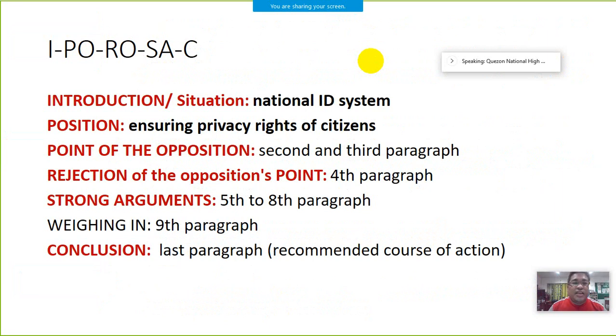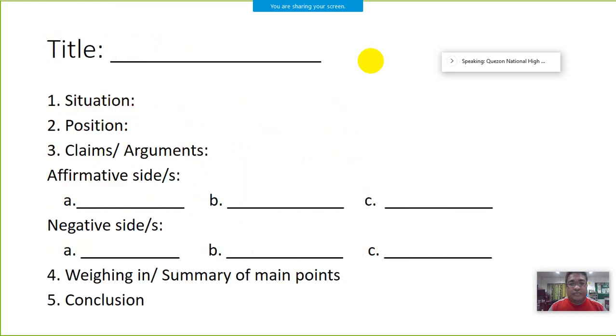Now, this editorial follows the IPOROSAC pattern. The situation or the introduction, national ID system, position, there must be an assurance of privacy rights among citizens. Point of the opposition is presented in the second and third paragraph. Then the point of the opposition is rejected in the fourth paragraph. Then strong arguments that support the rejection is in the fifth to eighth paragraph. Then the conclusion is in the last paragraph, wherein the writer gives recommended course of action.